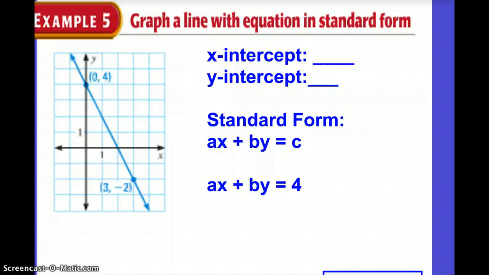What is the x-intercept and the y-intercept? And then please write this in standard form. Here we can see that the y-intercept, the vertical intercept, is at 4, and our horizontal intercept is at 2. Y-intercept is 4, x-intercept is 2.